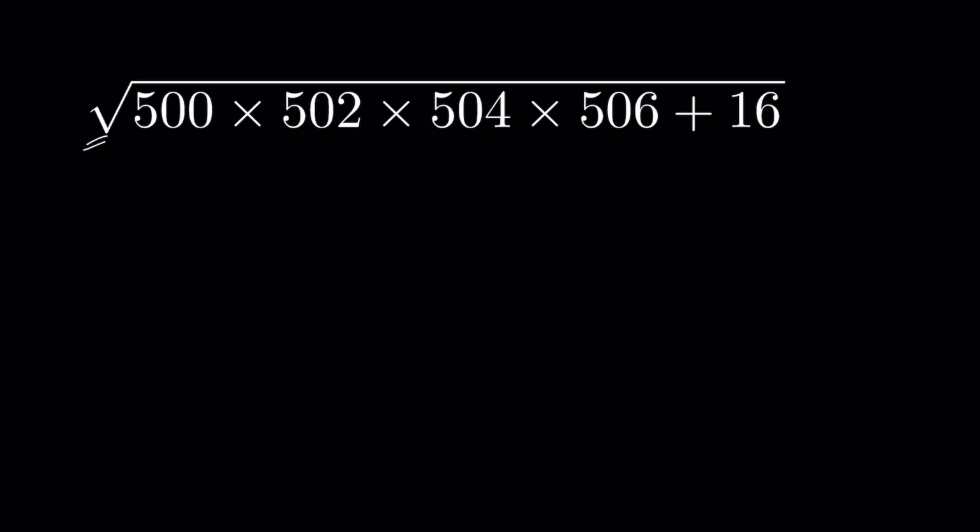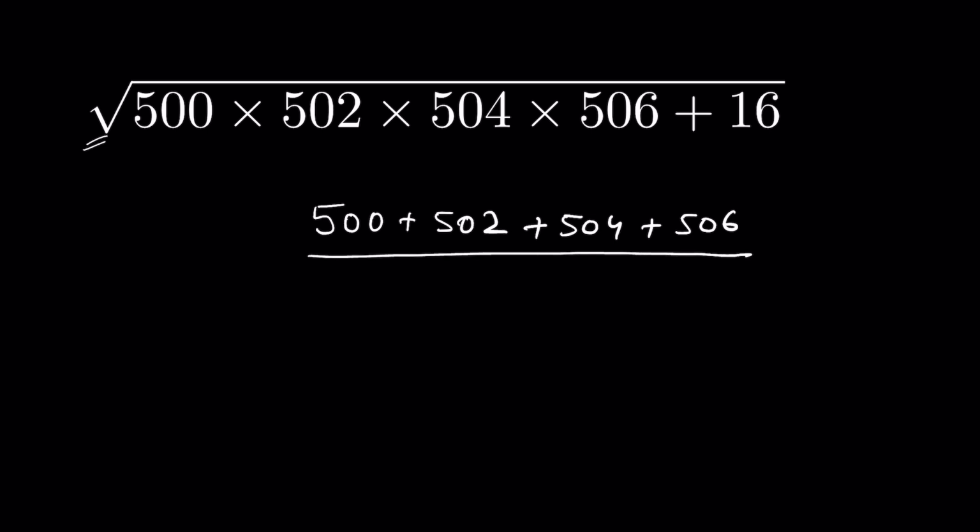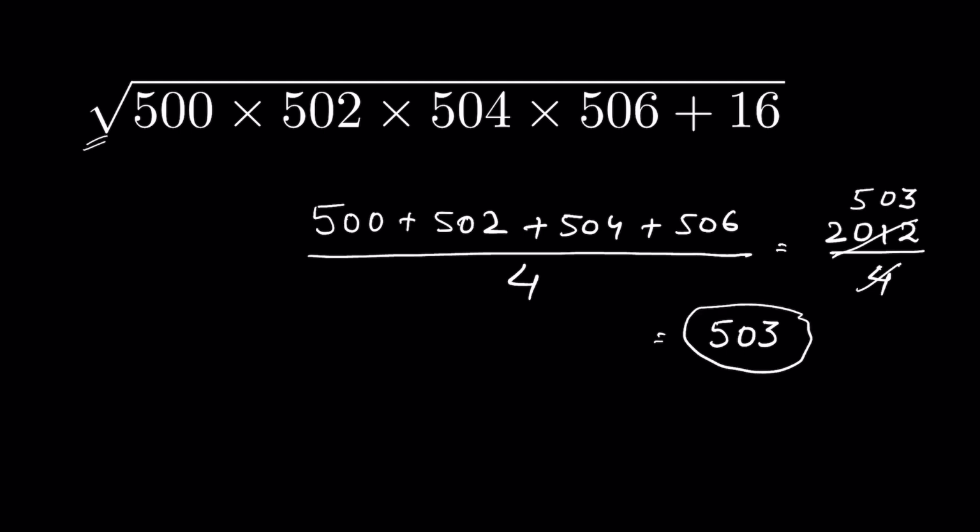So first let's find the mean of these numbers. Let's add 500 plus 502 plus 504 plus 506. Average will be divided by 4. So it is 2012 upon 4, or divided by 4, is 503. So mean number is 503. We will use this 503 to represent all of these numbers.